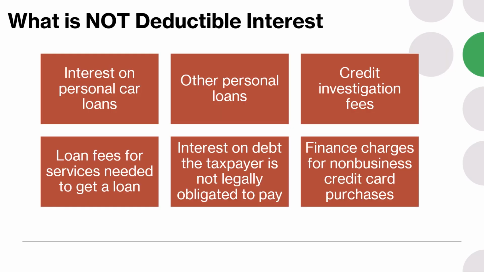And then we have some things that aren't deductible as interest on Schedule A. So interest on a personal car loan is not deductible. Any other kinds of personal loans are not deductible. Credit investigation fees or loan fees for services needed to get the loan are not deductible on Schedule A. If they are for services needed to get the loan, they might be something that adds to the basis, adds to the taxpayer's cost in the home.